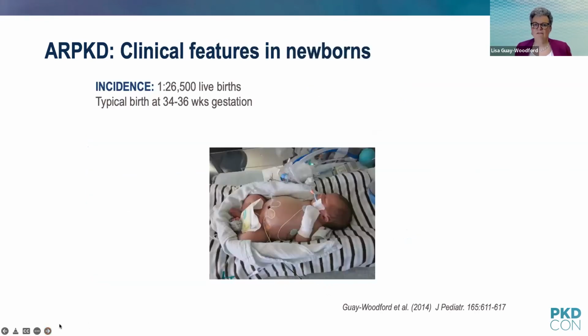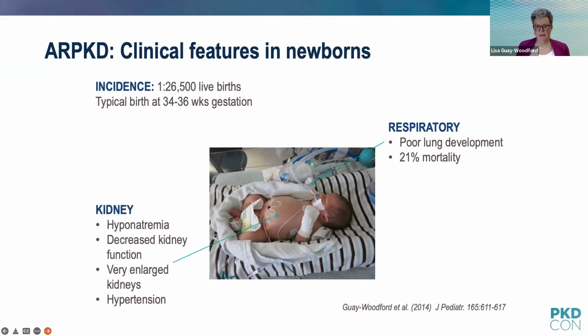When we think about the features of ARPKD, we really have to subset them into two groups. Newborns, these kiddos are typically born between 34 and 36 weeks gestation. Because of their massively enlarged kidneys and the decreased production of amniotic fluid, many of them have poor lung development. That can cause perinatal mortality in 21% of these babies.